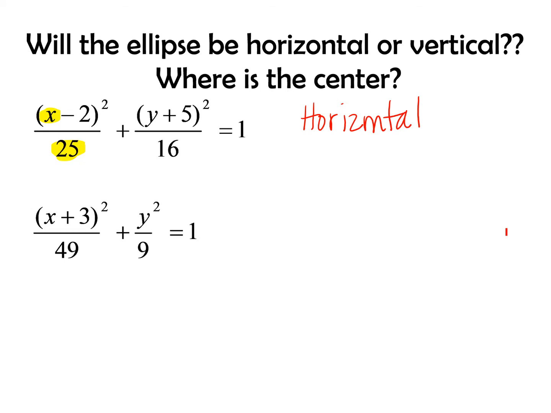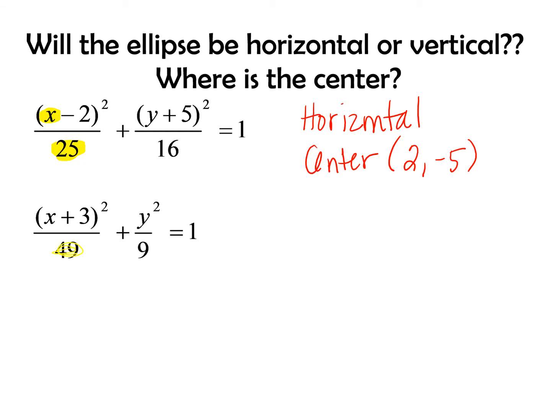And then it asks about the center, and just like with circles, because it's in parentheses, we're doing the opposite of what we see. And so since this is a -2, the center is going to be at +2, and since that was a +5, it will be a -5. So that part is just like we did for circles. All right, for the second one, again, we're looking for the larger number.